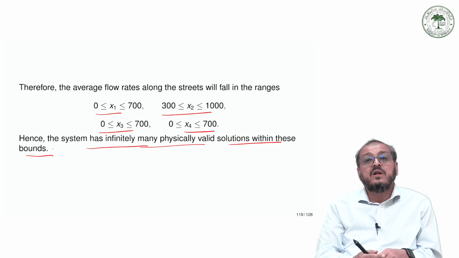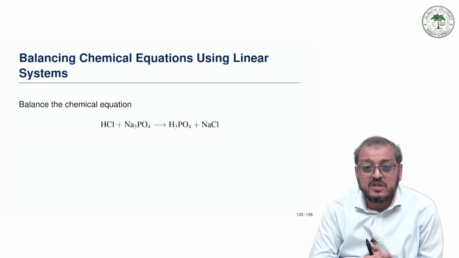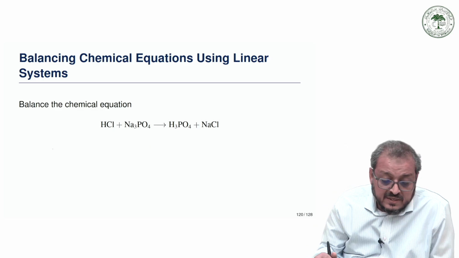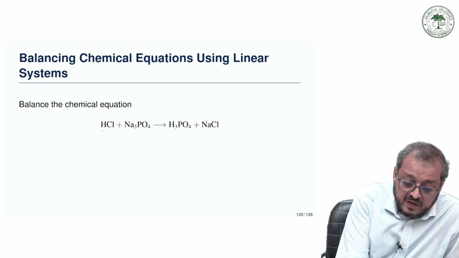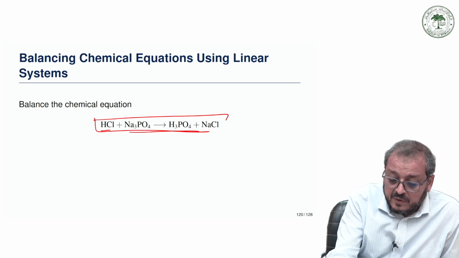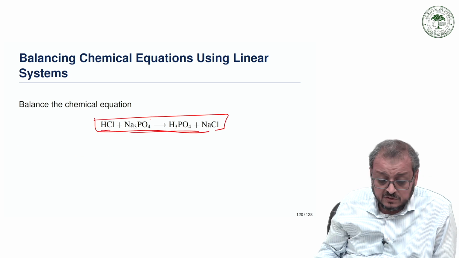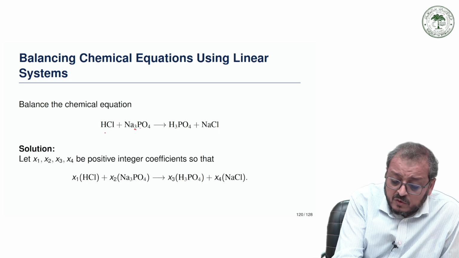Now one more example I tried for chemistry: balancing a chemical equation using the linear system. Balancing a chemical equation means we have HCl and Na2PO4. We have one chemical equation, and we have to find the balancing solution. So let v1, v2, v3, v4 be there.